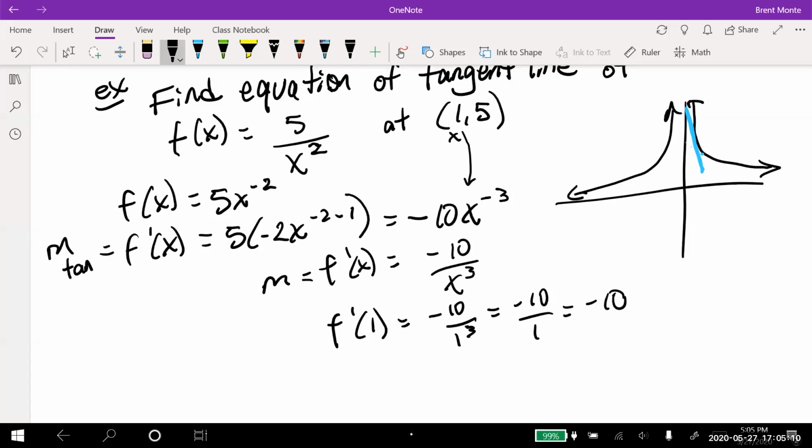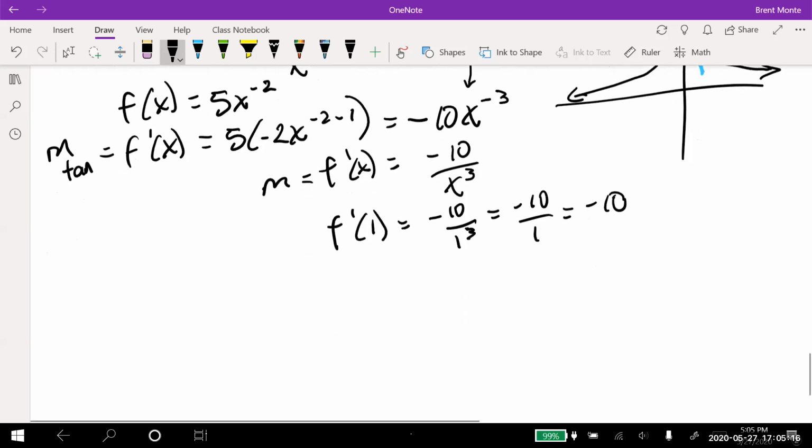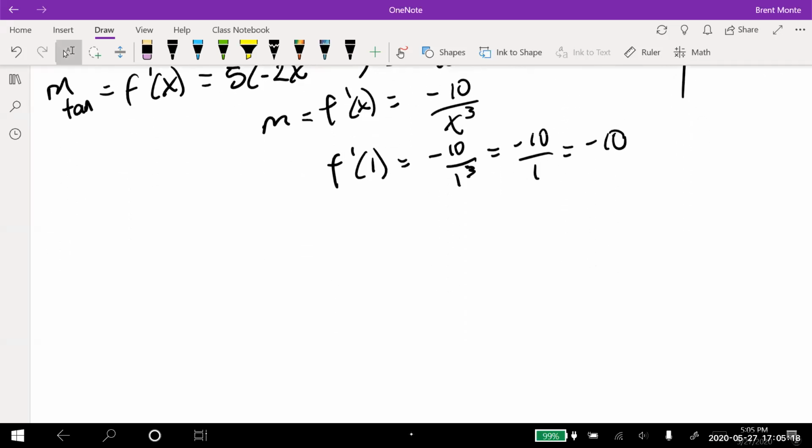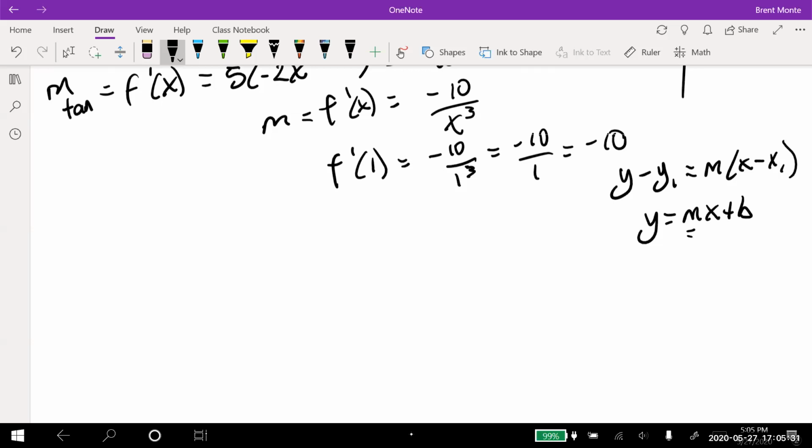So now I have the slope. Well, let's find the equation of a line. You may have done point slope form, y minus y1 equals m times x minus x1. I'm not a huge fan. I'm just going to use y equals mx plus b. The reason is I already know m, I just found it. All I need to do is find b.